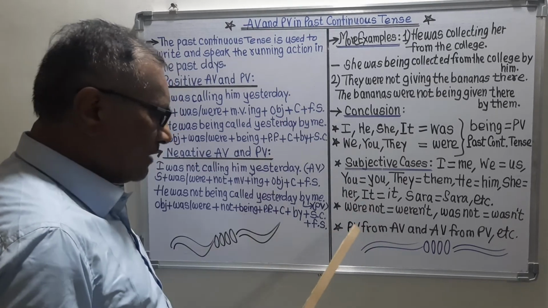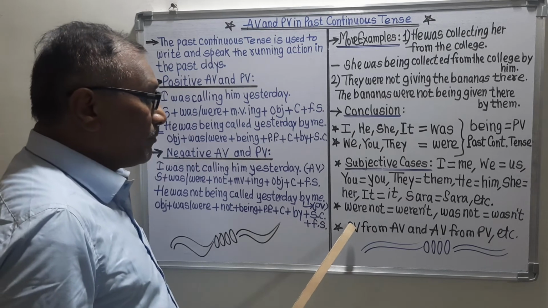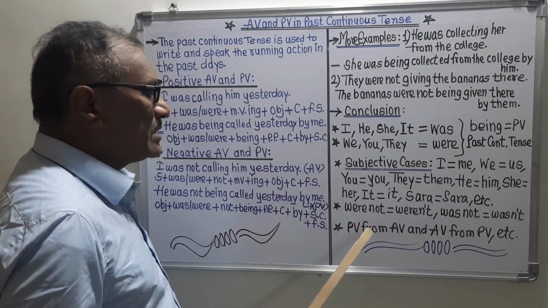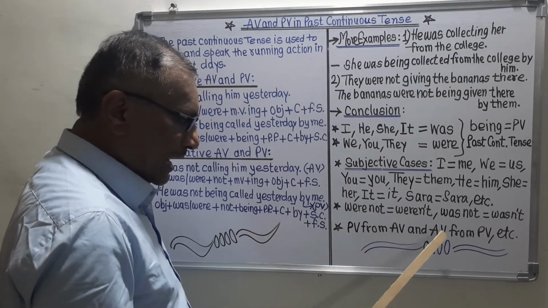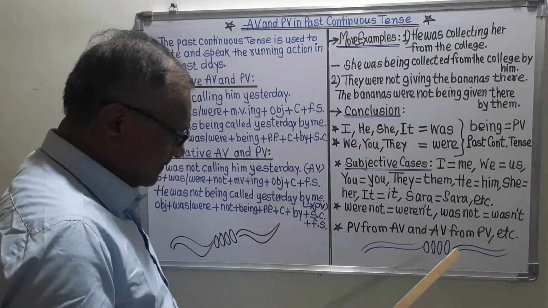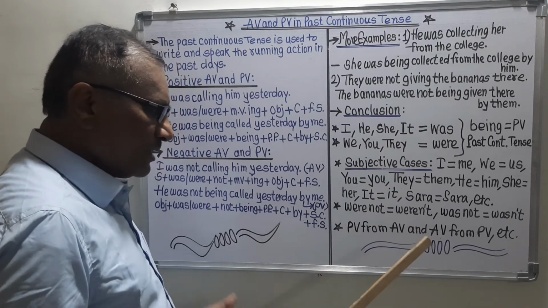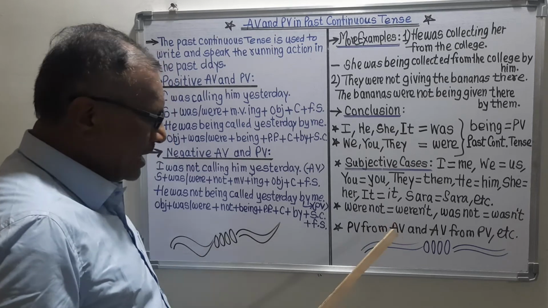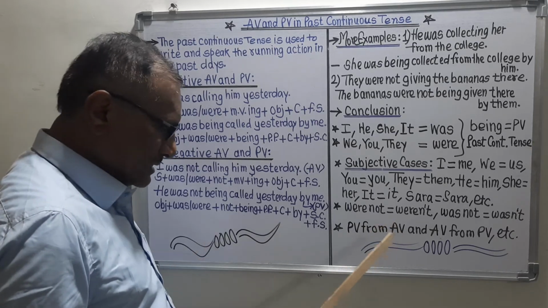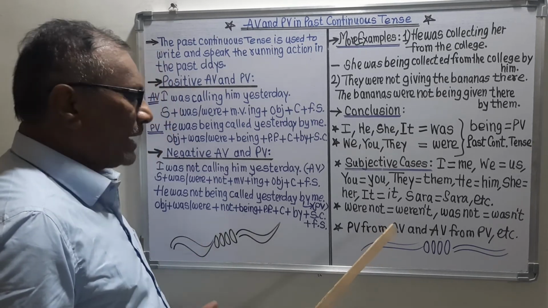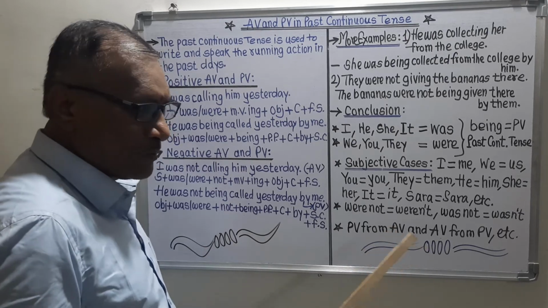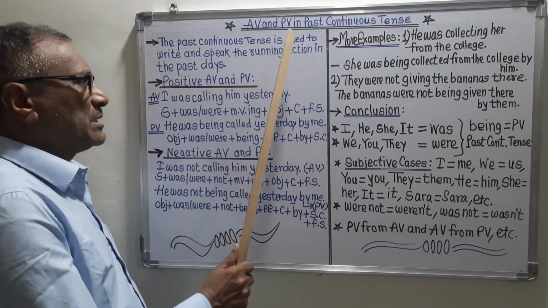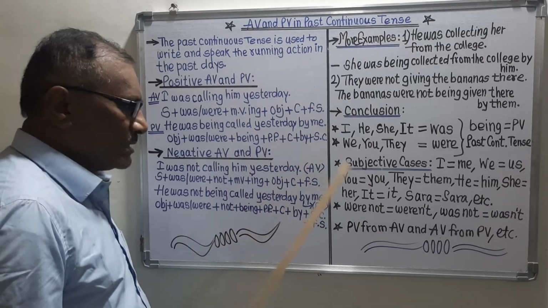And lastly, I will tell you that PV from AV means we can make the passive voice from the active voice and the active voice from the passive voice. So we can change them. If there is a sentence of the active voice, you can make the passive voice. And if there is a passive voice sentence, you can make the active sentence. So here today we have seen the active voice and passive voice in the past continuous tense.